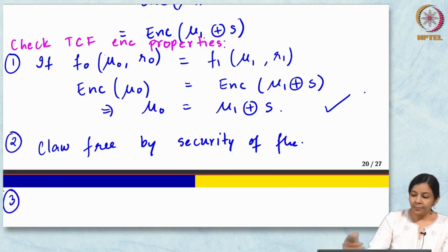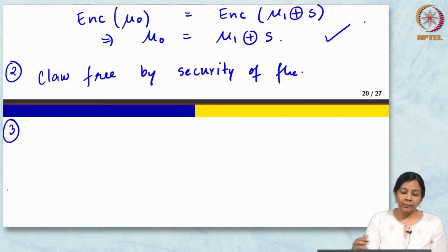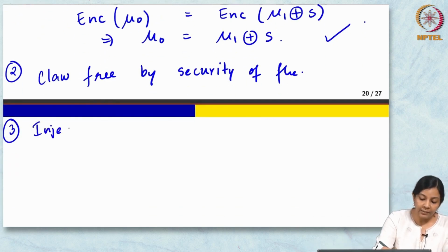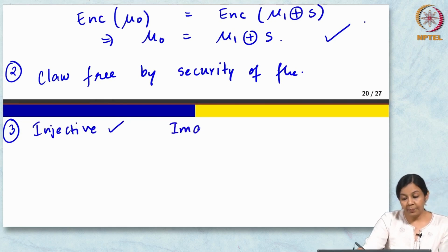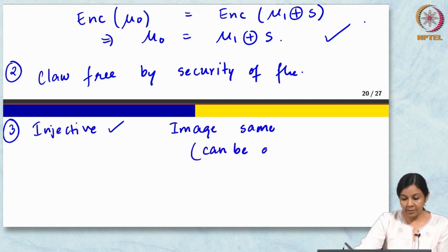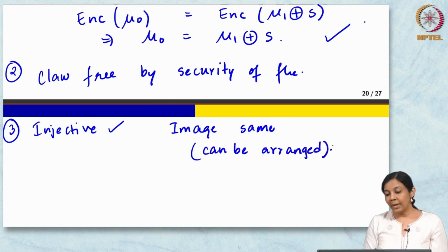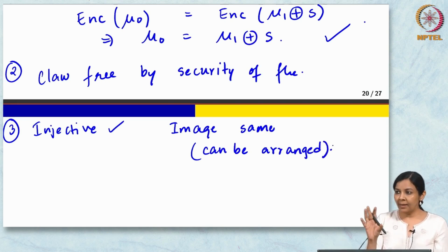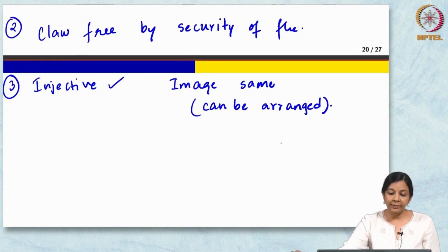What are the other properties I wanted? Well, I wanted that the functions should be injective. That is okay. I wanted that the image should be the same. This actually is a little bit of a problem, but this can be arranged. I am not going to do it in class, you can look at the paper. It is a technicality. It turns out the image will not be exactly the same the way that I have defined it, but it is a technicality which can be handled.